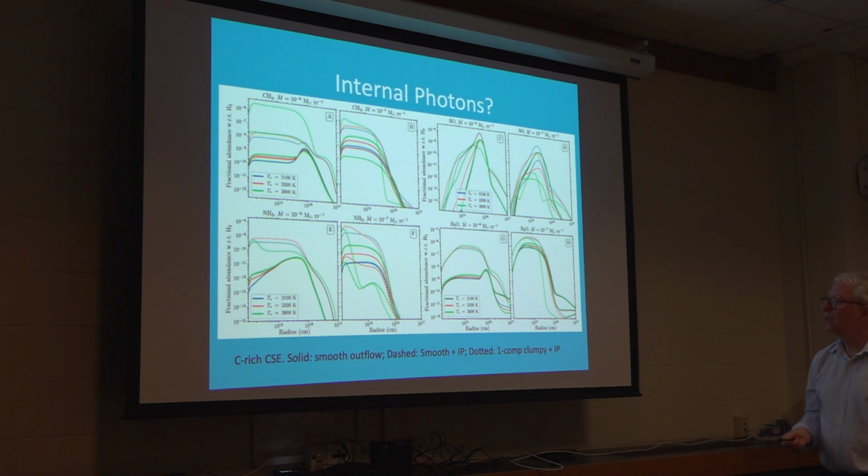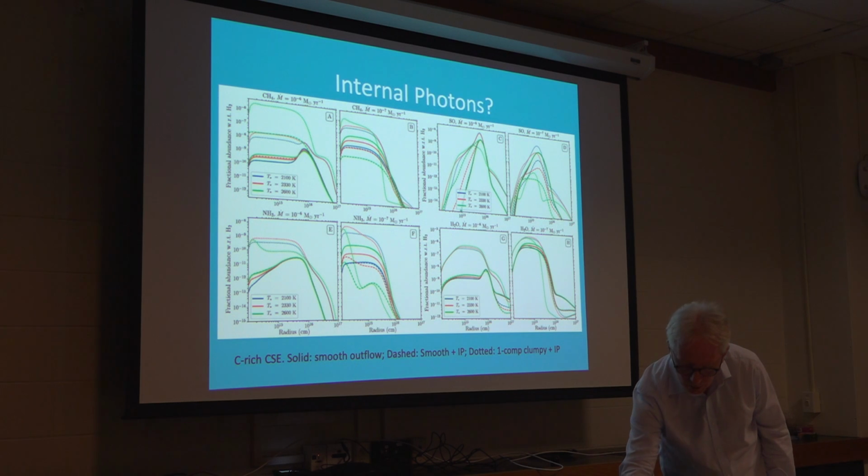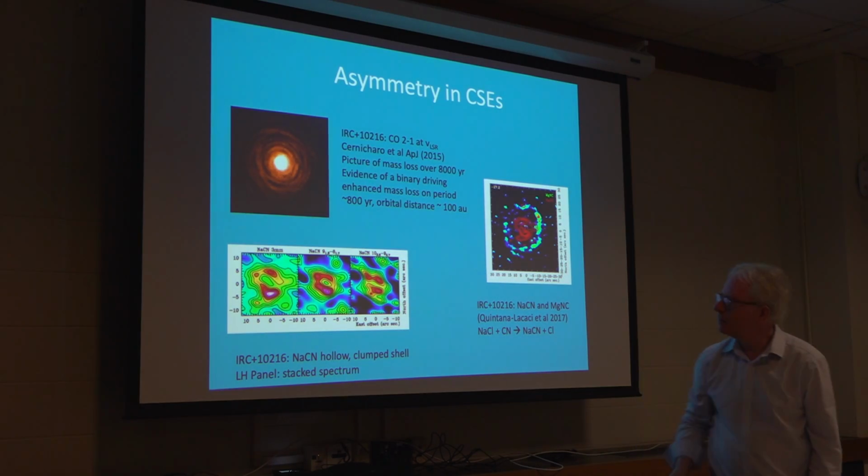Yeah. So again, you can get changes at low mass loss rates. At least for these photons, you can get differences in abundance that can be quite significant over the kind of smooth models. So these photons are, in fact, very, very selective.